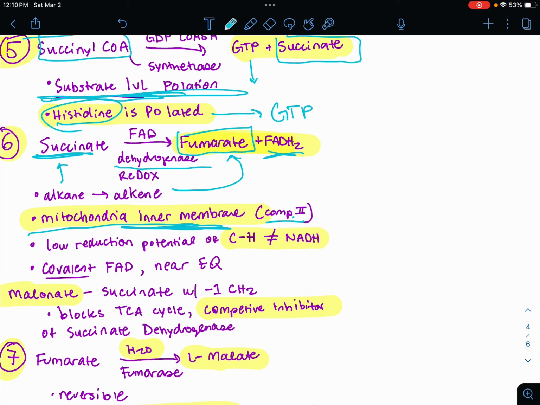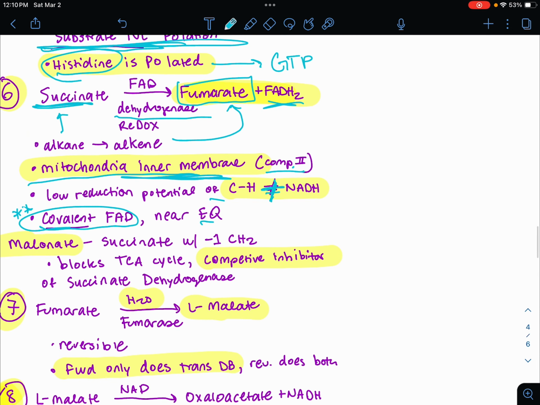There's a low reduction potential of C bound to H, so therefore we can't use NADH for this step, so we have to use FAD. This FAD is actually covalently bound, and that's very strange. Step 6, the succinate dehydrogenase's FAD is covalently bound, and step 6's reaction is very close to equilibrium, which is also interesting.